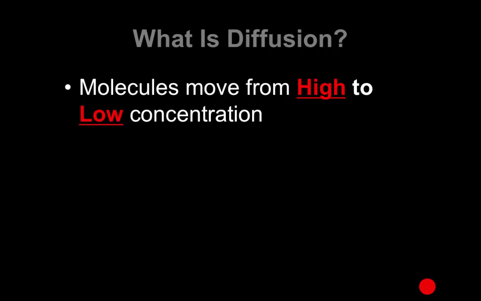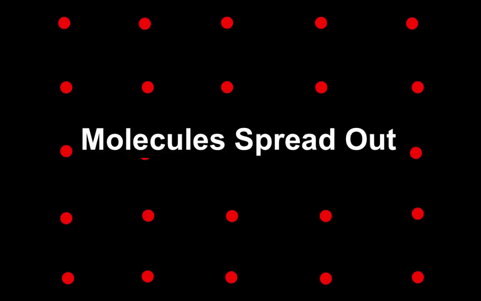So first let's look at diffusion. Diffusion means that molecules are going to move from a high to a low concentration. Basically, that means, now here we have, in the corner, molecules in a very high concentration. They're very packed together. They are going to move or spread out into a lower concentration until they reach basically equilibrium.